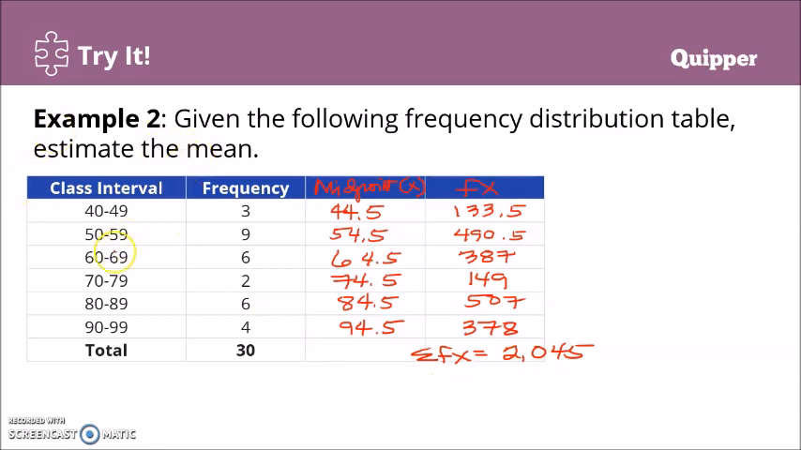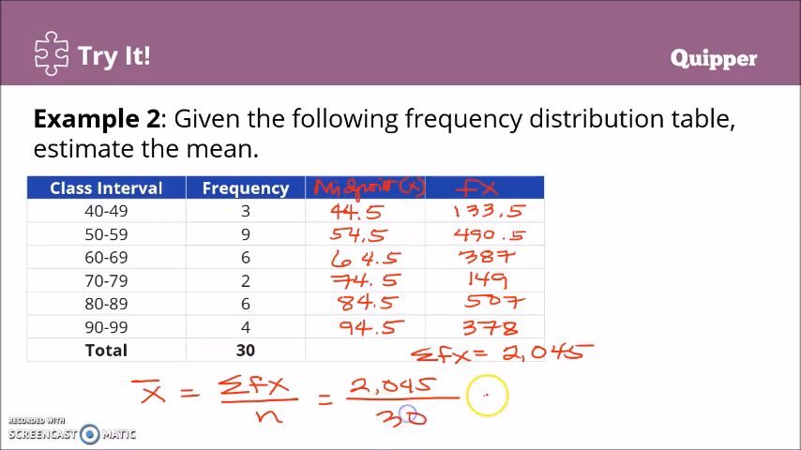Now, let's solve for the mean. Using the formula x bar equals summation of fx divided by n. Summation of fx is 2045 divided by yung n natin is 30. Okay? So, gamit tayo ng calculator para mabilis. So, that is 68.16666. So, round off natin into two decimal places. That would be 68.17. So, our mean, okay, our estimated mean is 68.17.